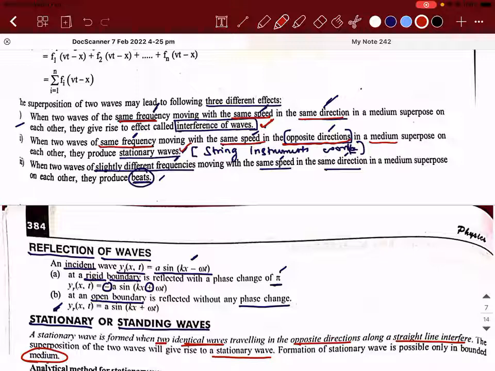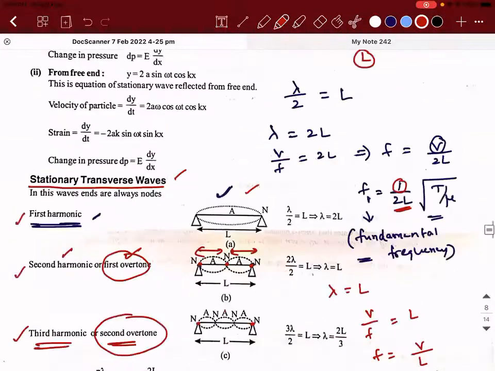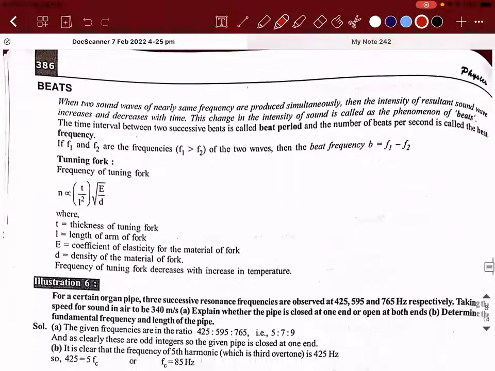And that stationary wave is what we saw for a string, a closed organ pipe, and an open organ pipe. Similarly, when you have two waves of slightly different frequencies moving with the same speed in the same direction in a medium, superposed on each other, that gives rise to the concept of beats. So what is important for beats? The two waves are supposed to have slightly different frequencies. So that's where the concept comes.